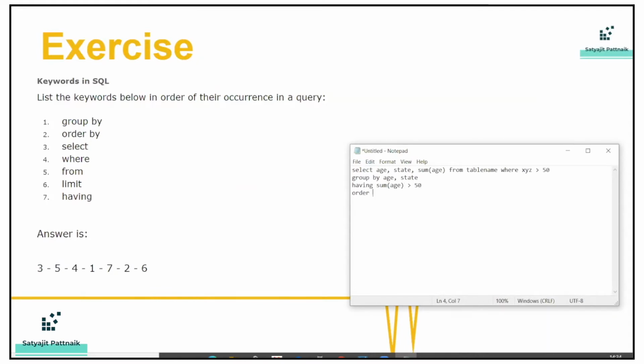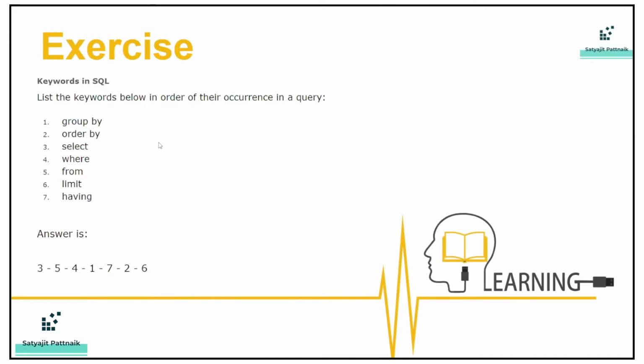Then comes your order by. Order by, let's say I'll order by age, DESC. Then comes your limit 3. So this is how your sequence works. First comes your select, then from, then where, then group by, then having, then order by, then limit.